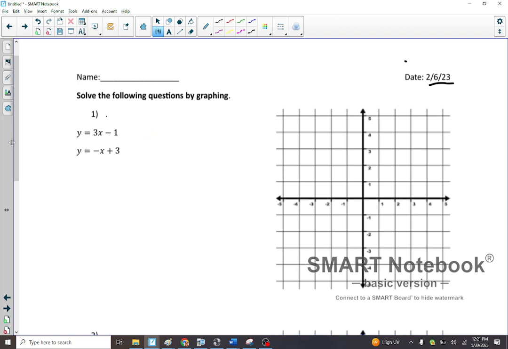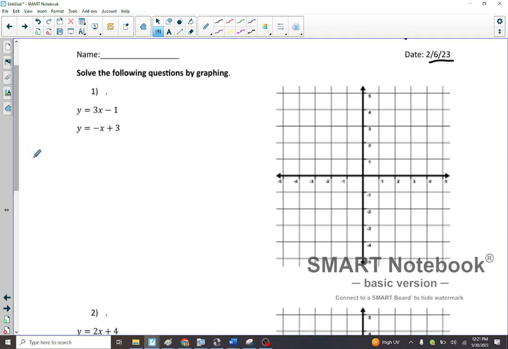Okay, so the first one is a graphing question. Remember, most of your test questions are multiple choice. So for a graphing one, I probably would have it graphed out for you, and you would just tell me where it crisscrosses. But here, we would graph this. So let's talk about graphing a bit.